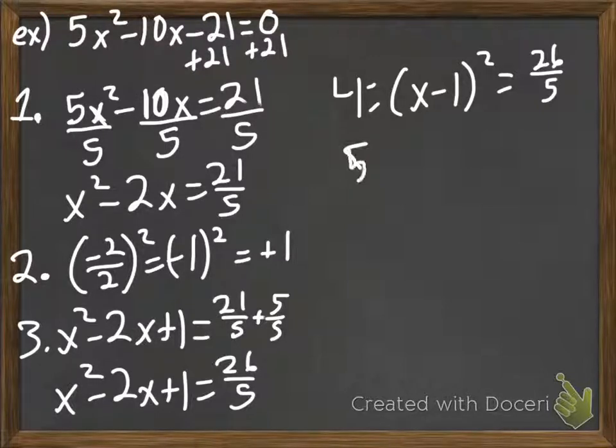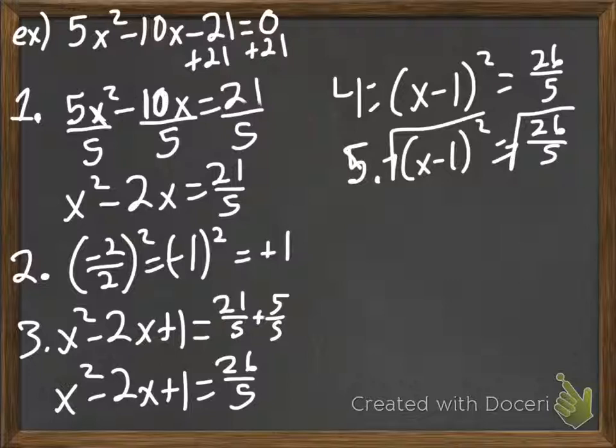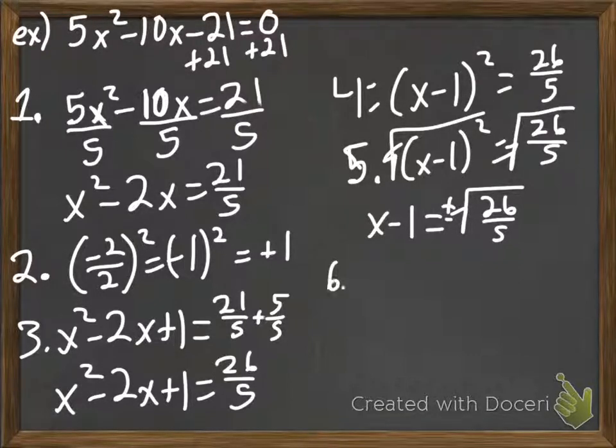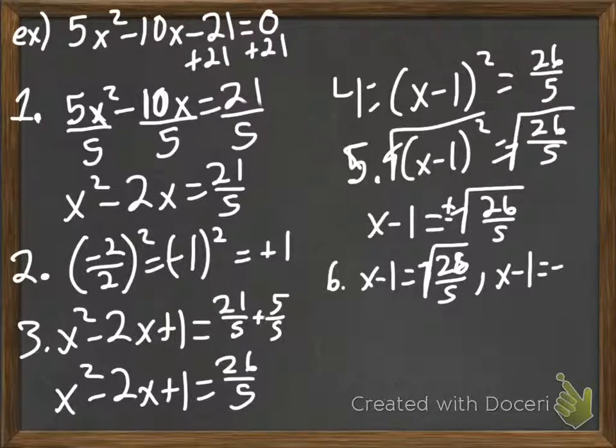Step 5, we take the square root. And I know this is going to look a little weird, but we're just going to leave that square root there. So when we rewrite this, we get x minus 1 equals plus or minus the square root of 26 over 5. We're going to split it up into our 2. X minus 1 equals square root of 26 over 5. And x minus 1 equals negative square root of 26 over 5.